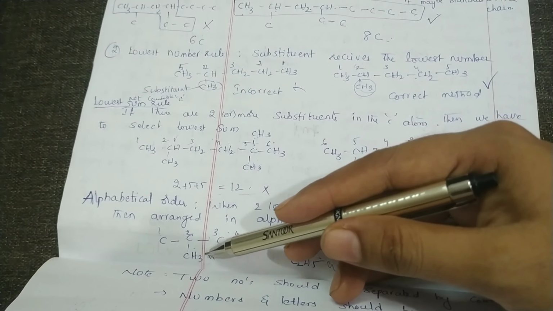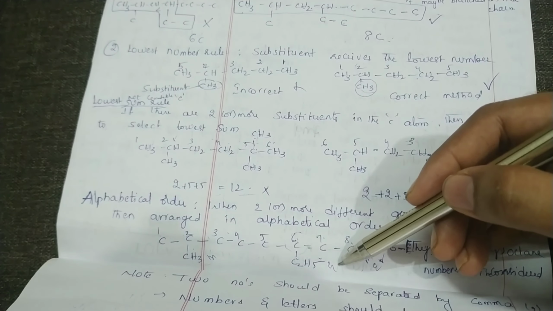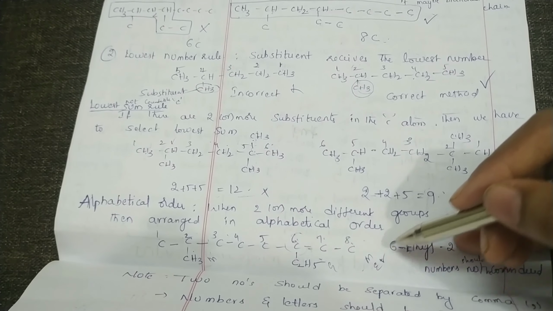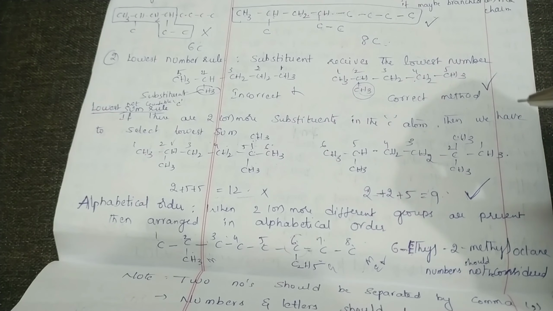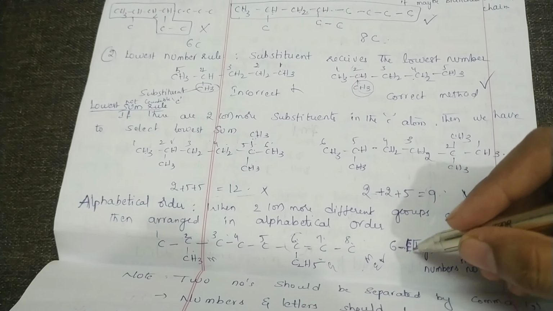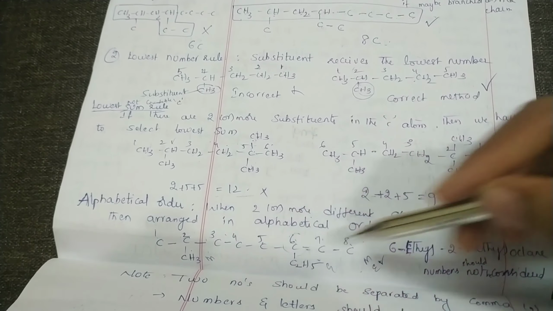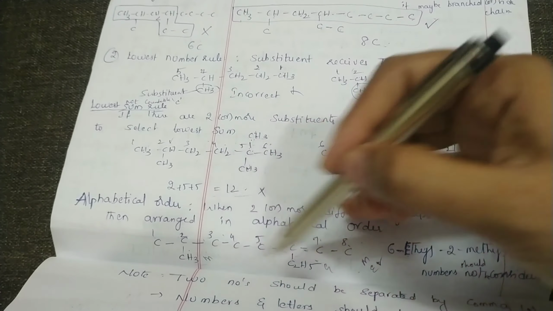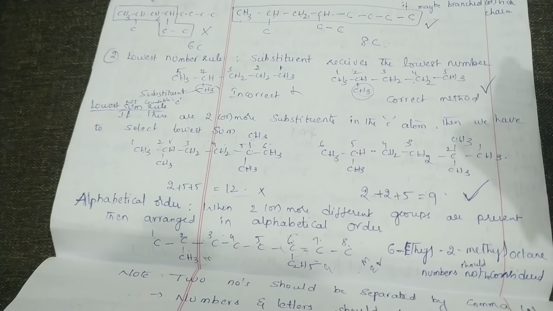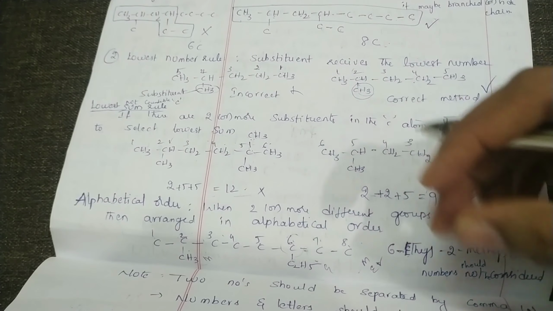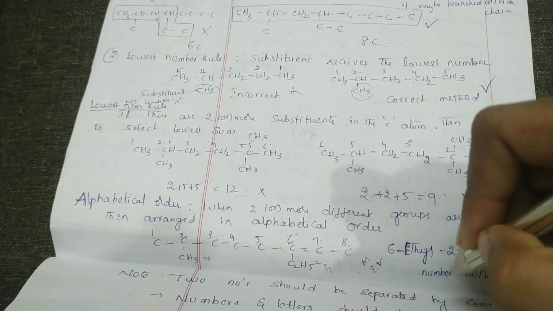What are the different groups? Methyl group and ethyl group. Alphabetically E comes first, so we have to write ethyl first. Position is 6-ethyl, 2-methyl. How many carbons? 8 carbons, means octane. The numbers should not be considered in alphabetical order.